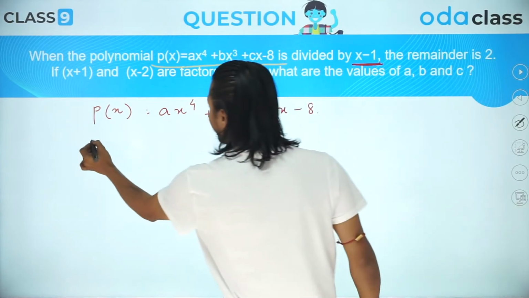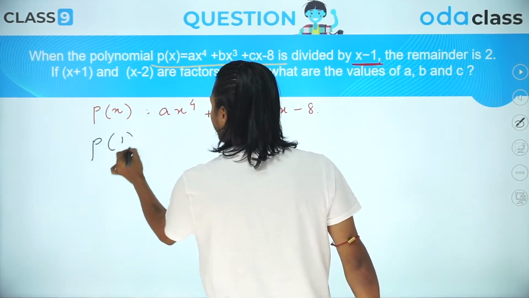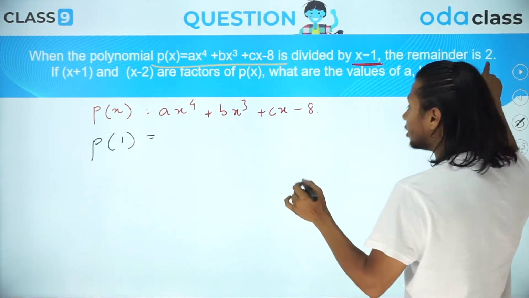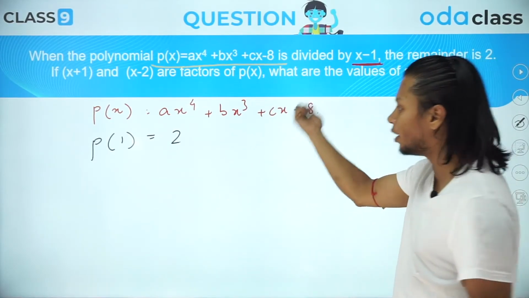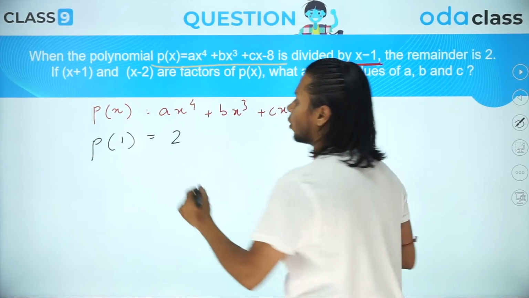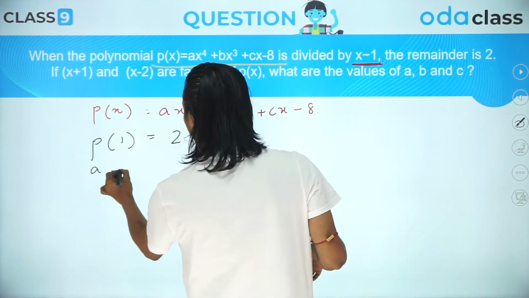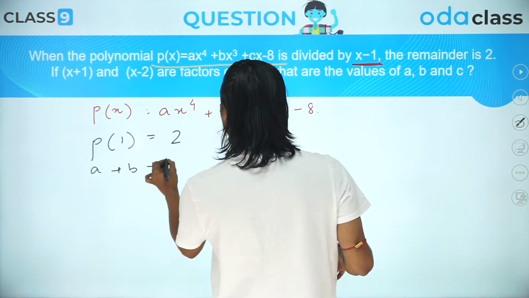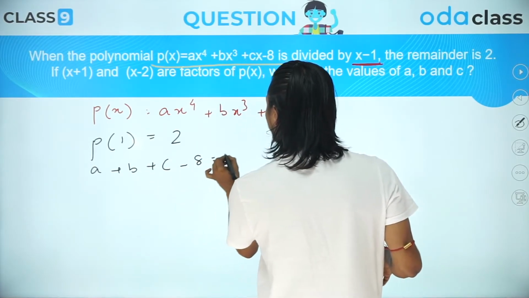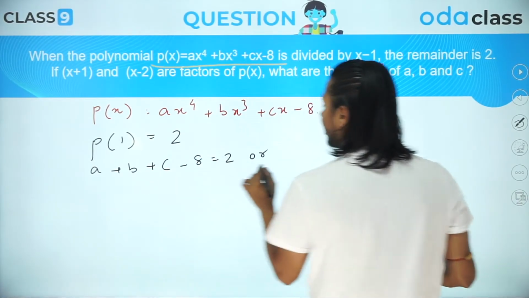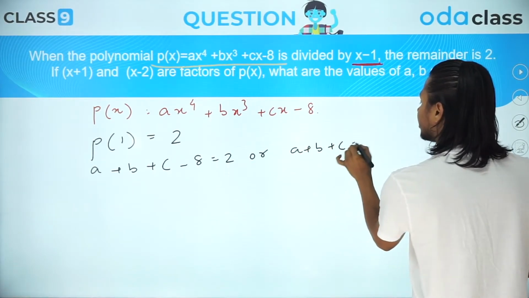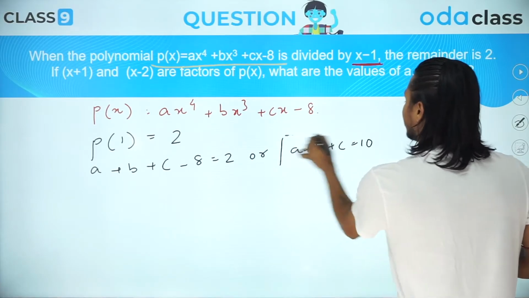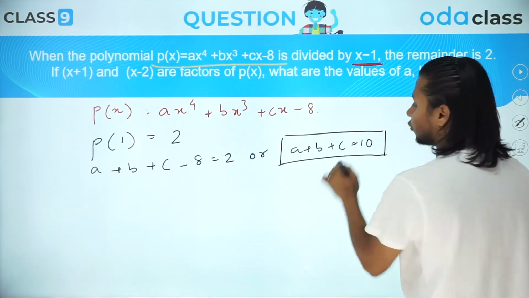So what will I say accordingly? I will say p of 1 is equal to, what is the remainder? 2. It is 2. And what is p of 1, kids? P of 1 is nothing but replace x with 1. So I will get a plus b plus c minus 8 is equal to 2, or I can simply write a plus b plus c is equal to 10. Let's put it in a box. It will be helpful later.